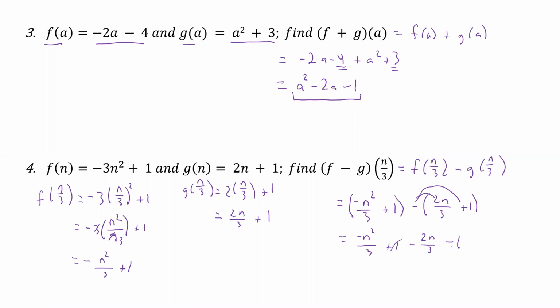Well, guess what? Plus 1, minus 1 cancel. Now we have two fractions. They have a common denominator, so let's put them together. So minus n squared minus 2n all over 3. And so now we've simplified the f minus g of n over 3 into the simple fraction negative n squared minus 2n over 3. Okay.